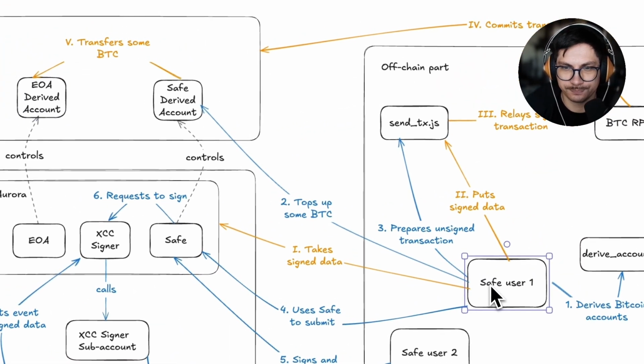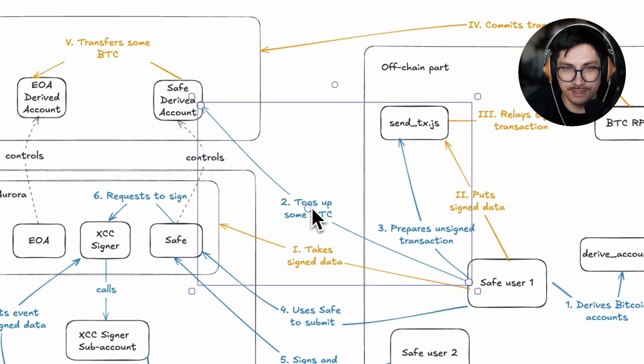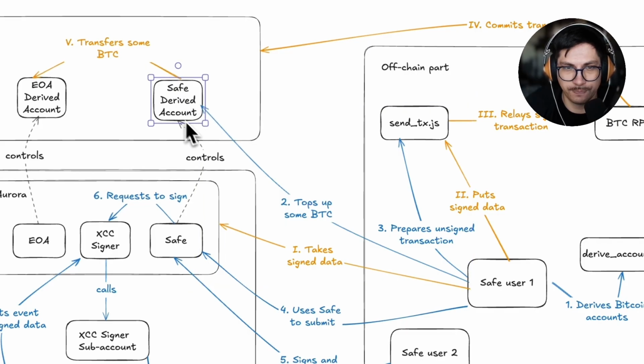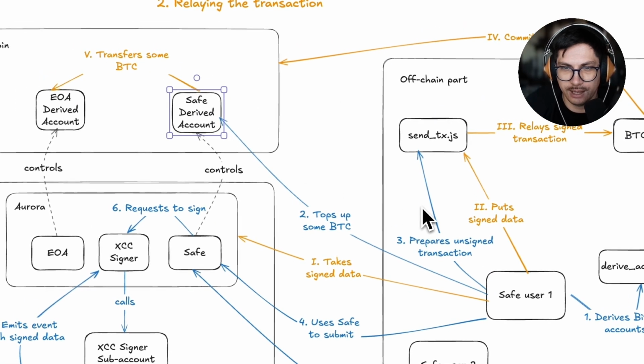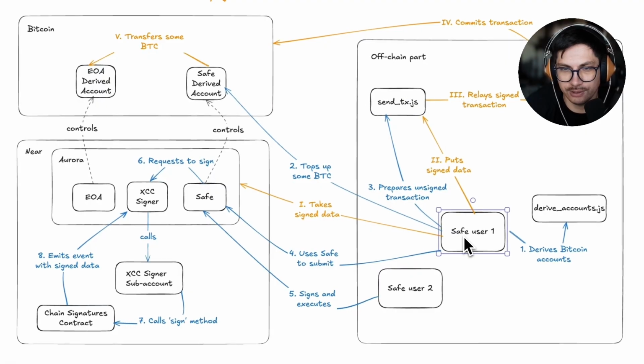And after that, we need to top up some BTC to the Safe derived account and call another script called sendtransaction.js, which prepares and signs the transaction. It will provide the user with the payload, which is then submitted to the Safe wallet application and used to create a proposal to execute a transaction on Safe. After the proposal is submitted, the other signer, Safe user number 2, will sign and execute it on Safe.